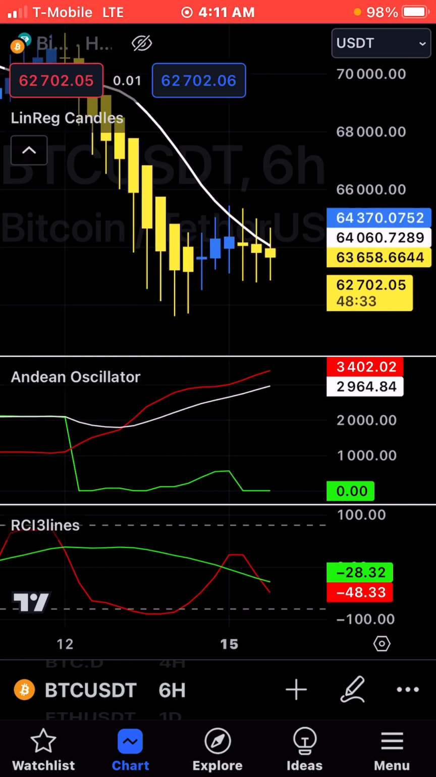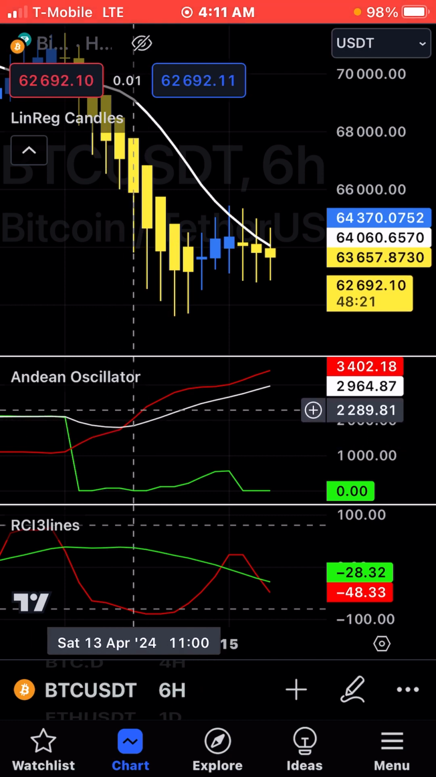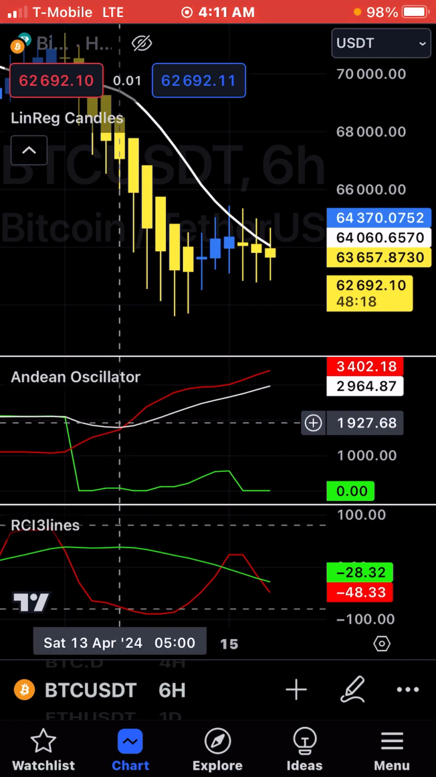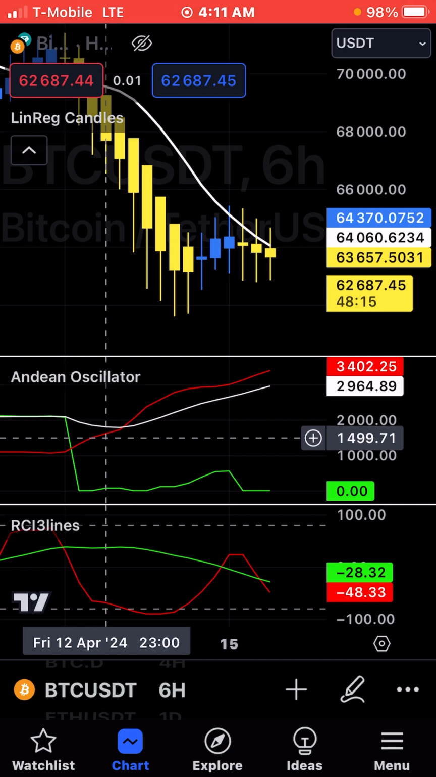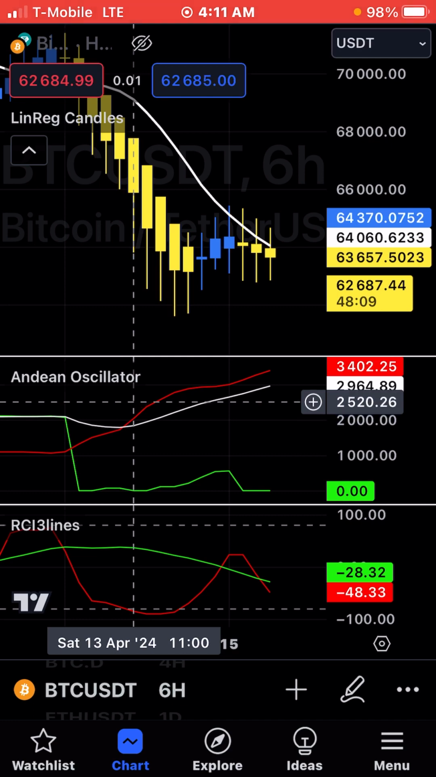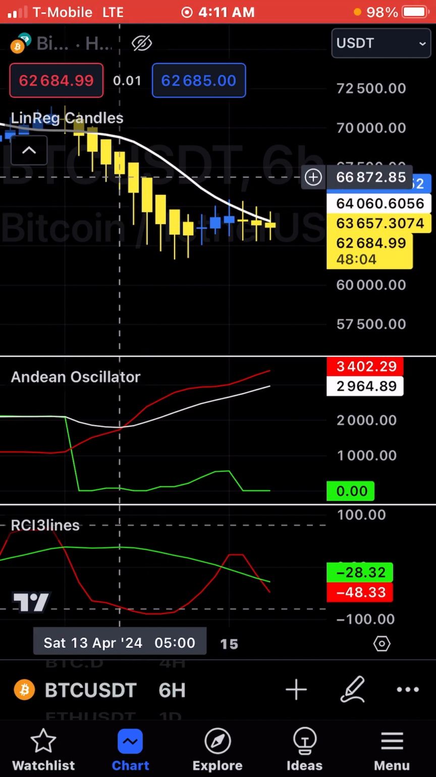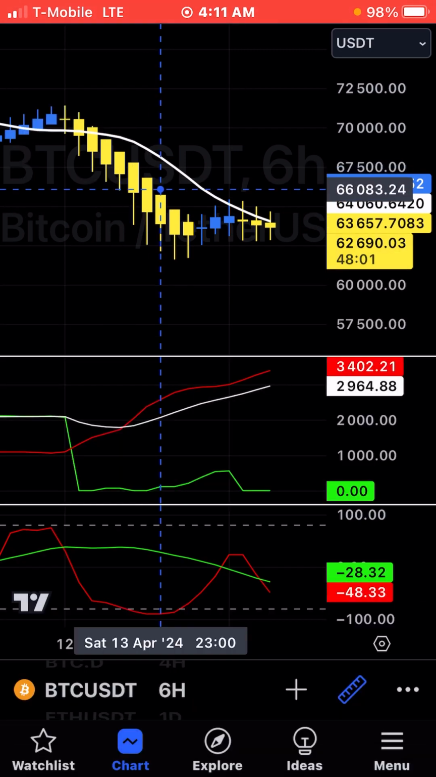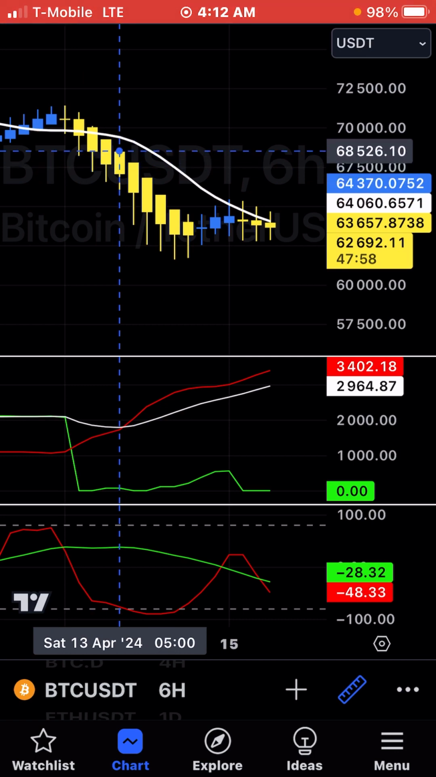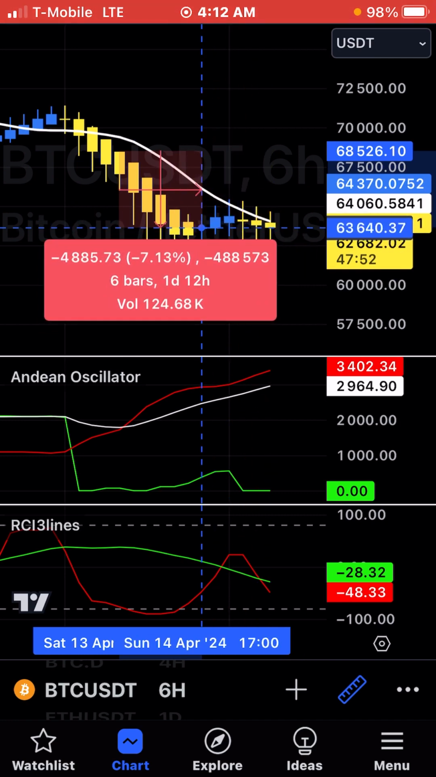another good thing about doing it on the 6 hour is if you find a moment in the Andean oscillator where you see it crossing right here, this is a big dead giveaway of what direction it's starting to go. So you see right here, when the red line crosses the signal line, that is a huge signal of a downtrend. And we see that happening right here. From this moment, when it crosses the signal line on the 6 hour, you would be in profit. You still would be in profit even though it's doing a little bit of consolidating.